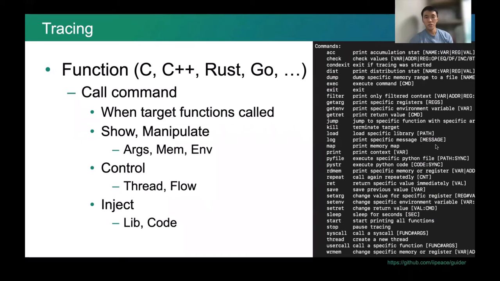As I already mentioned, Guider can read and manipulate registers and memory for the target task at the time of each event, function call or return. In addition, various features such as task control, injection for Python code and external binary, remote call are also available using call command. As shown in the picture on the right side, many call commands are supported to handle specific function call events.